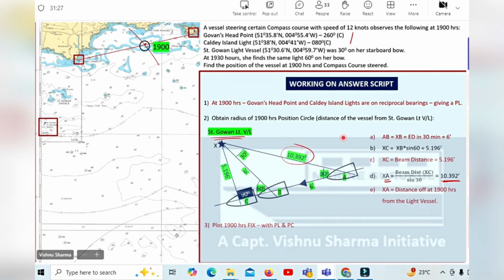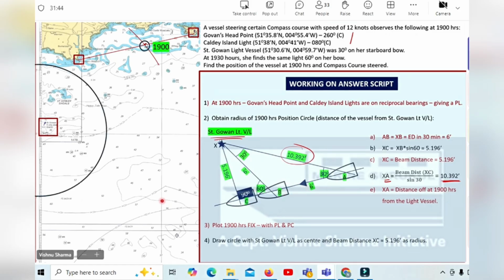That means whatever course I was steering from here, when I reach a point where Saint Gowan is abeam, I'll be at a distance of 5.2 miles. So I open my compass 5.2 miles, put my compass at Saint Gowan, and I draw a circle here, not a position circle. I draw a circle with 5.196 or 5.2 miles as radius and Saint Gowan as the center. Now, if I draw a tangent from this position onto this circle, then when I am at the point of tangency, this light will be abeam and distance will be 5.2 miles.